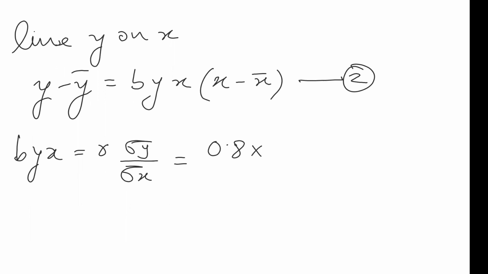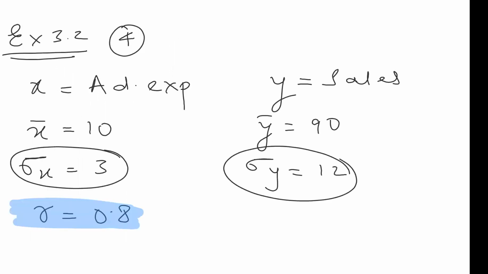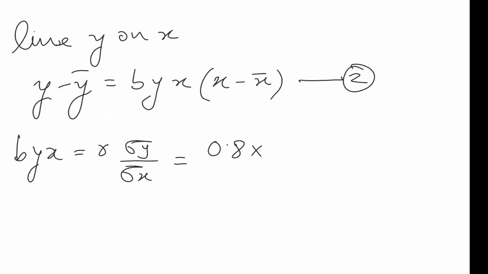Sigma y is 12, sigma x is 3, so 12 upon 3. So 0.8 into 4, which is equal to 3.2. So we got the value of byx. We'll put this value of byx in equation number 2. From 2.